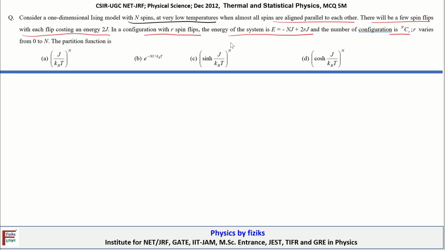The partition function is, okay. So we can generalize this result by simply starting our discussion from n equal to 1 spin.